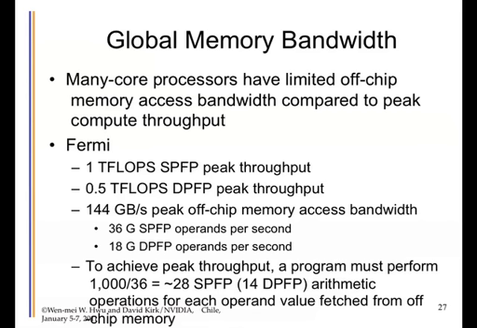If you just look at these numbers, they may not be very meaningful. But if you translate 144 gigabytes into floating point operands, each single precision floating point operand is 4 bytes. That gives you 36 giga operands for single precision and 18 giga operands for double precision. So these are the operands that you can pull from the memory into your chip per second.